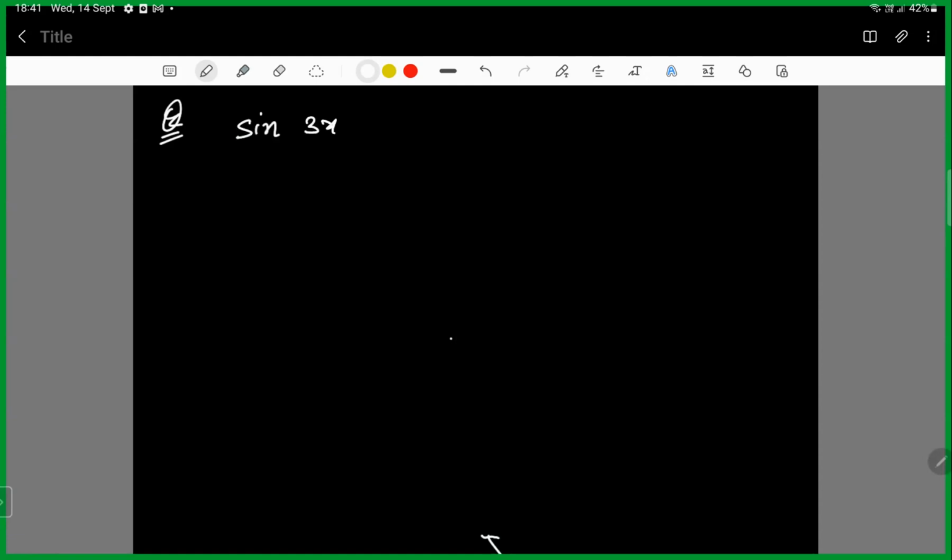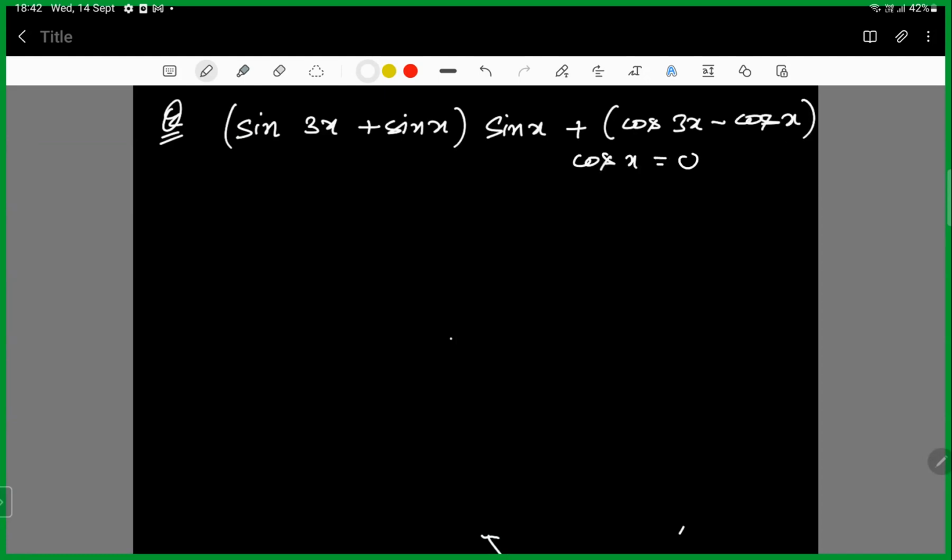Sin 3x plus sin x into sin x. The last problem that we did yesterday, everyone understood, right? Sure? Yes or no? Biology. Okay, this is cos x is multiplied with this.